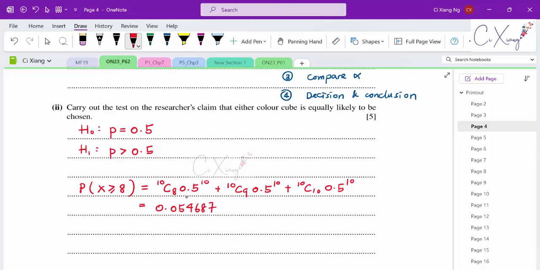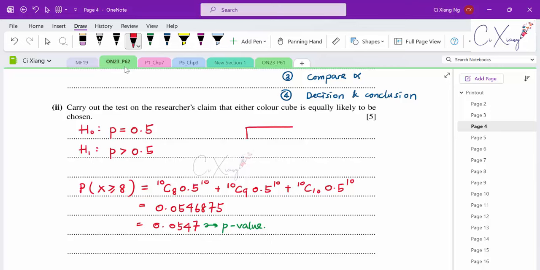The value that you get is 0.546875, sorry, 0.0546875. Corrected to 3 significant figures, it should be 0.0547. Please take note that this is your p-value. Next, I want to compare it with the alpha so that I can make the final decision.